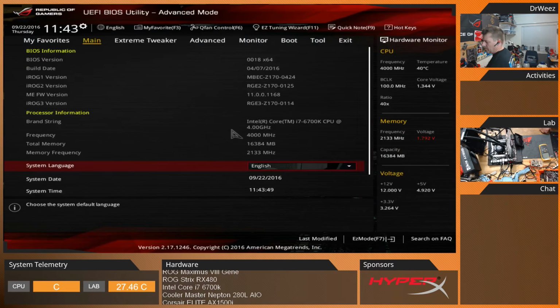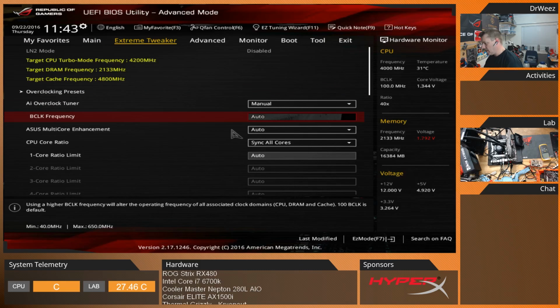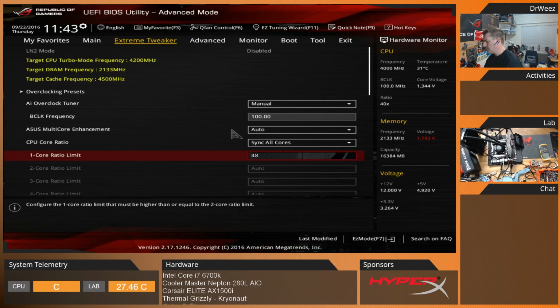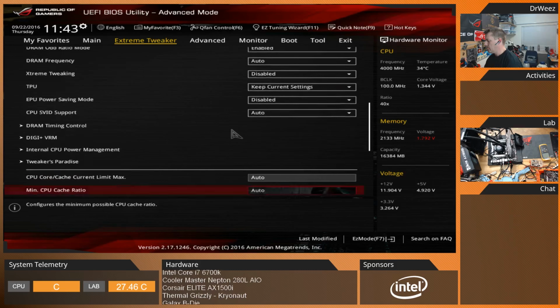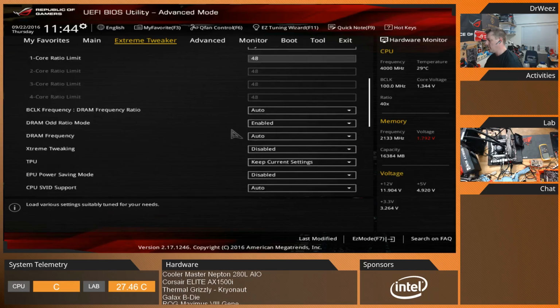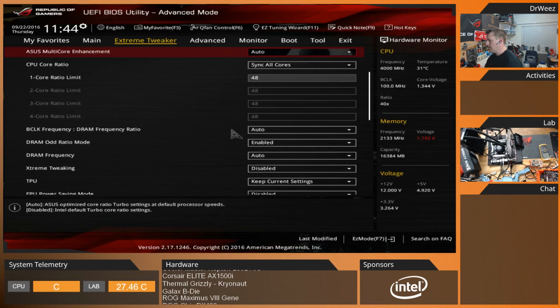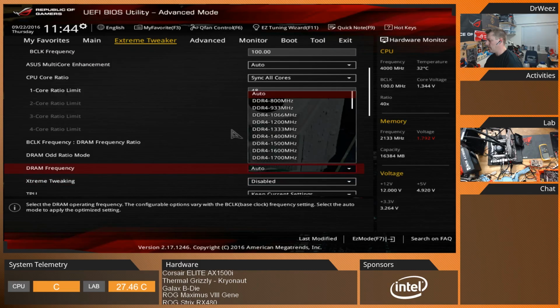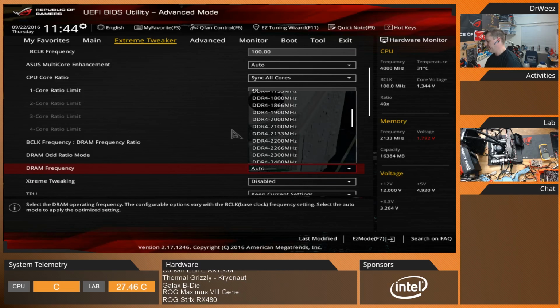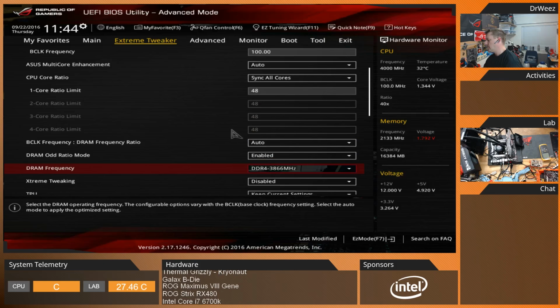So let me put that into practice for you. Let's put a clock in place here. So we were at 48 and 48. Then our memory clock was 3866. Where's the memory? Oh, never mind. The DRAM frequency is set to auto. So if we put this to 3866, for instance, right?